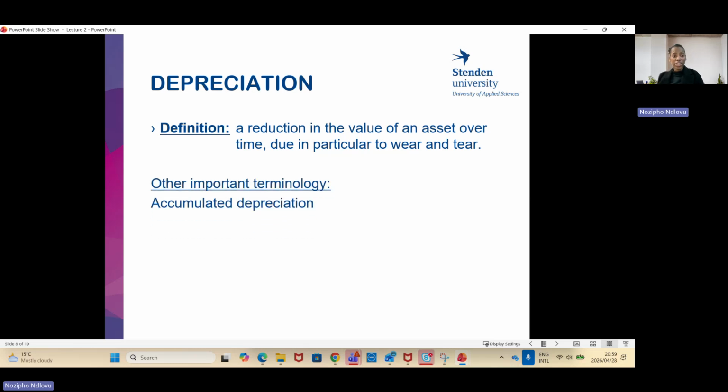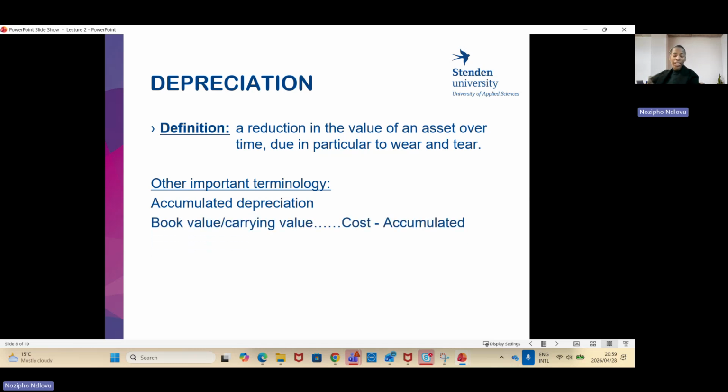So what is depreciation? The definition is a reduction in value of an asset over time due to wear and tear. Other important terminology that you need to take note of: accumulated depreciation.